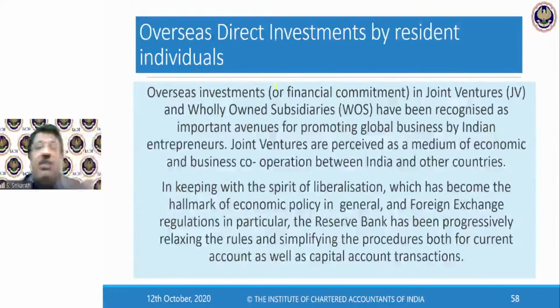So in keeping with the spirit of liberalization, which has become the hallmark of economic policy in general, after 45 years of being fools, that is what makes me very angry. 45 years of foolishness. You have now realized in 90, too late is what I would say. If only we had changed right from 47, all these stupid policies, the socialism, then today we would be better than some of these countries.